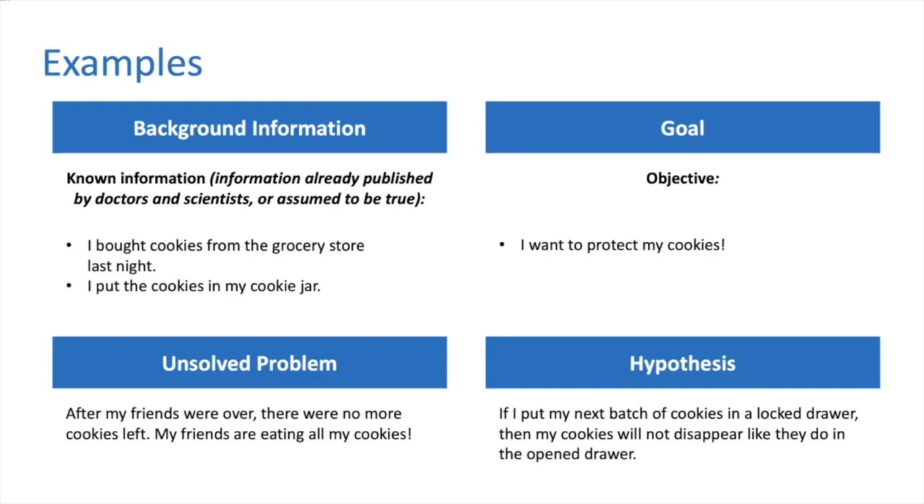Now let's set out a goal. We want to figure out what's going on with our missing cookies. We have an objective here. I want to protect my cookies. Here is a research hypothesis. If I put my next batch of cookies in a locked drawer, then my cookies will not disappear like they do in the open drawer.